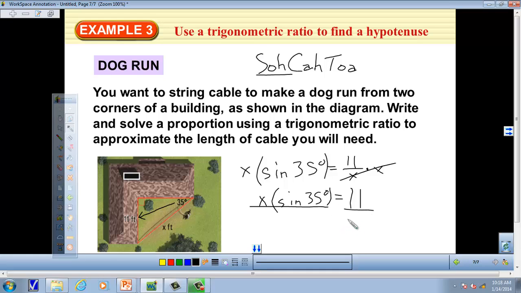We divide both sides by sine 35, and this is where you get out your handy dandy calculator, because the sine 35s cancel out, and I'm going to have to round this. If I use my calculator, I have 11 divided by sine 35, and I should get 19.2 feet.